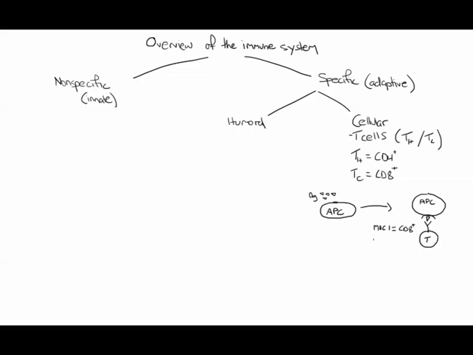Now, there are two types of MHC, MHC1 and MHC2, and they correspond to the specific types of T cell. So MHC1 presents to CD8 positive T cells, whereas MHC2 presents to CD4 positive T cells.